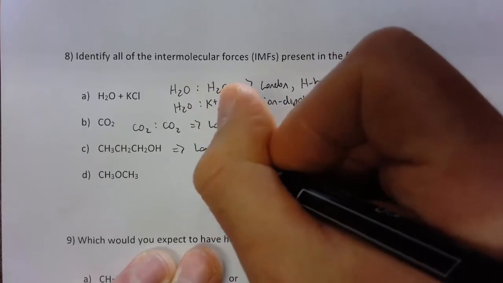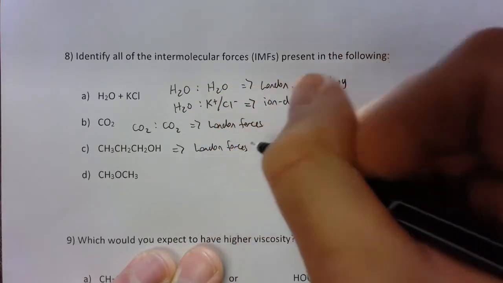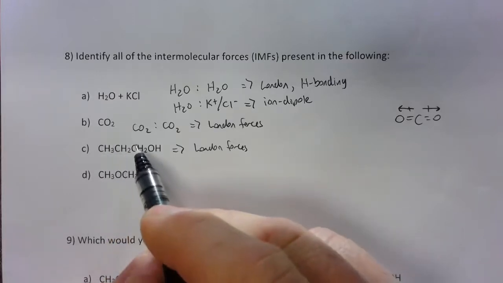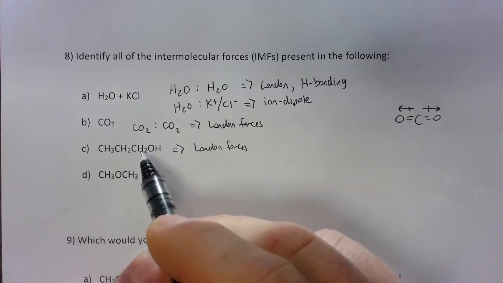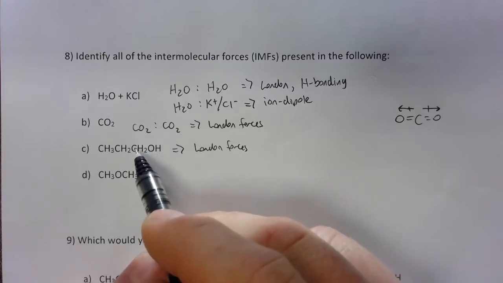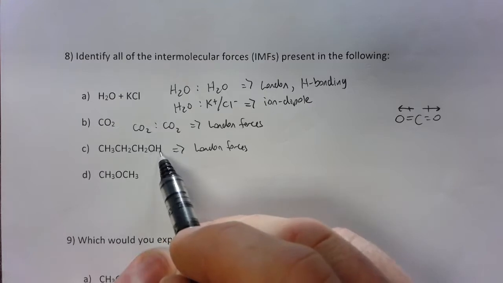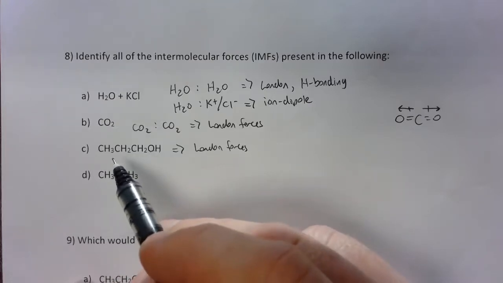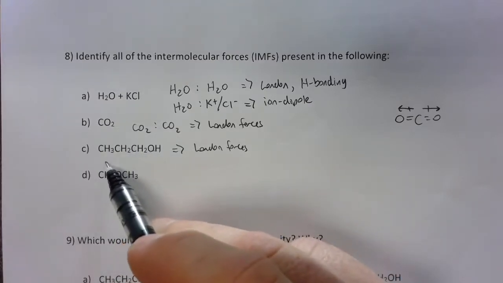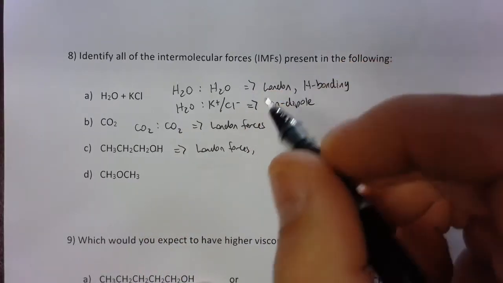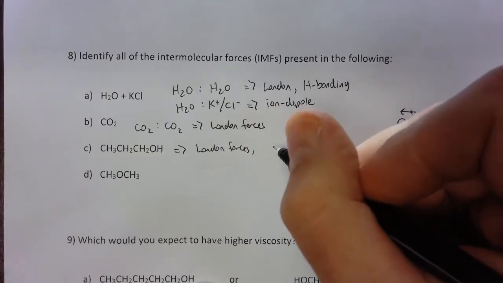We have London forces because that's present in everything. There's a significant nonpolar component to this molecule. We have a polar bond over here, OH and CO. The carbon's connected to the oxygen, that's polar. And the oxygen's connected to the hydrogen, that's also polar. However, there are a lot more nonpolar bonds. So London forces is going to contribute quite a bit to the interactions of this molecule with itself.